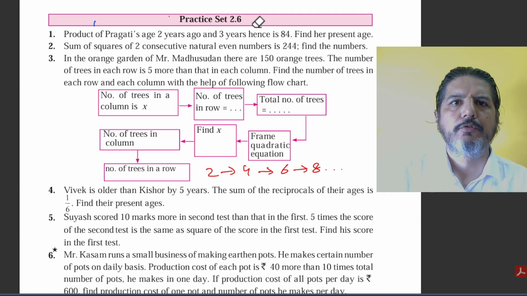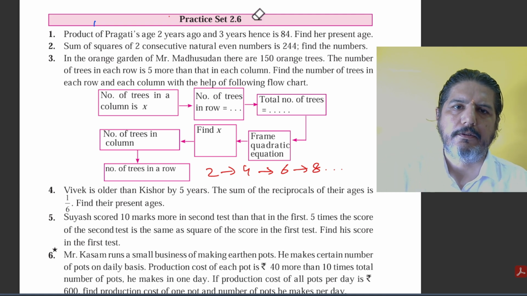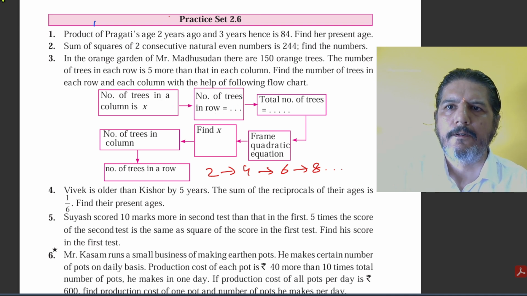Okay, so let's move to the next one. I hope you didn't face any difficulty while looking at the solution. Let's go to the next question. Question number 3.